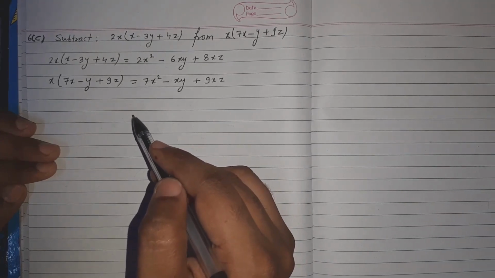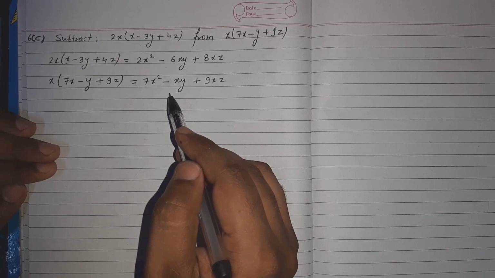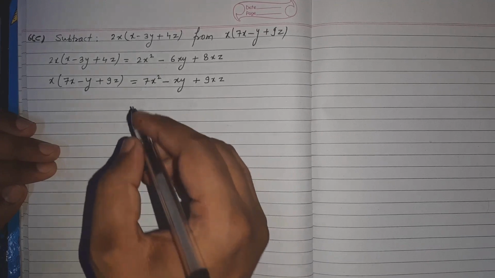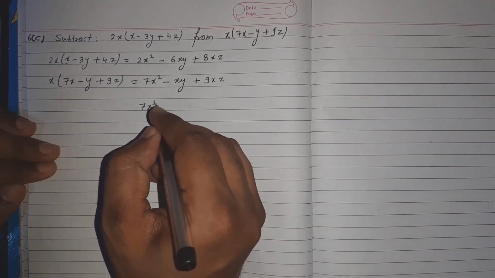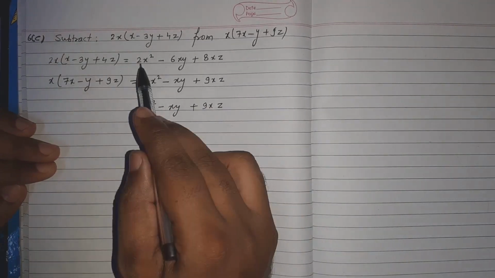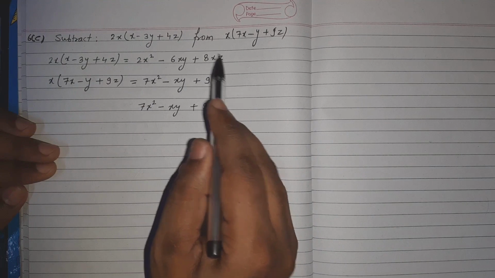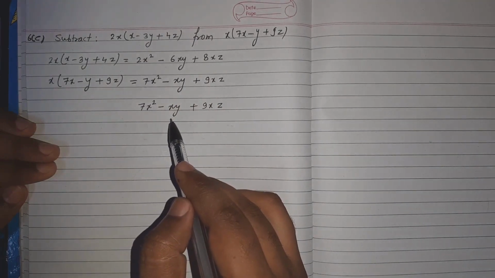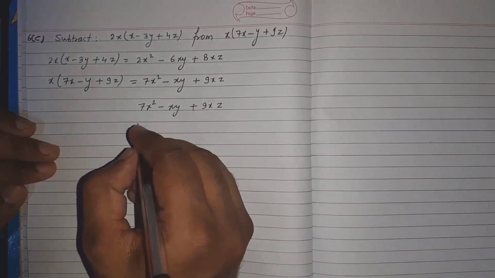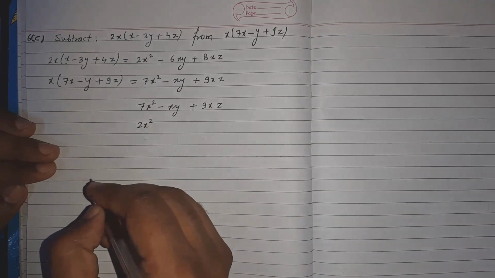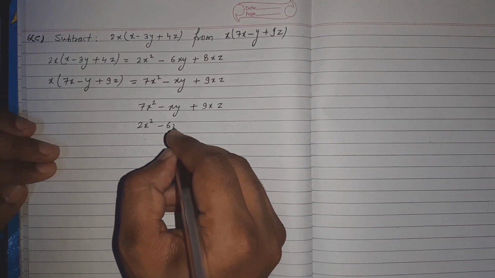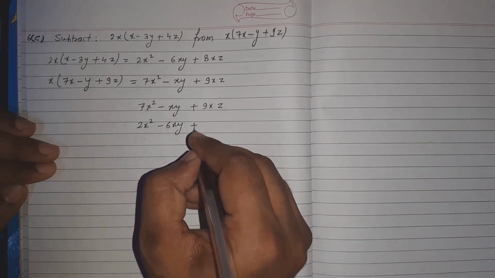First we will write the polynomial which is coming after "from". So this polynomial is coming after "from". So first we will write this polynomial 7x² - xy + 9xz. And then we will write the second polynomial below this polynomial, but we will write like terms below like terms. So 2x² we will write below 7x², -6xy below -xy, and 8xz below 9xz.